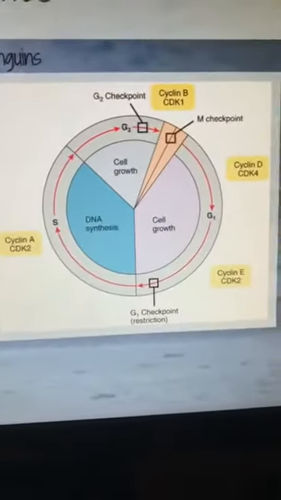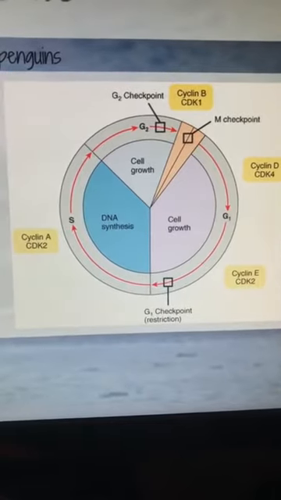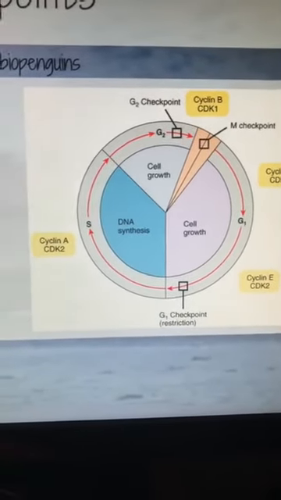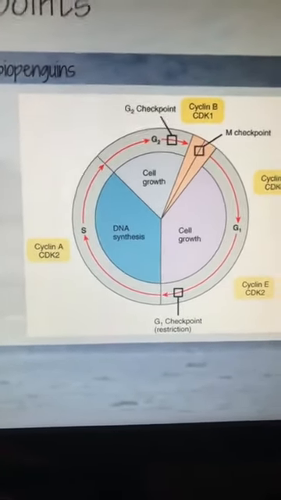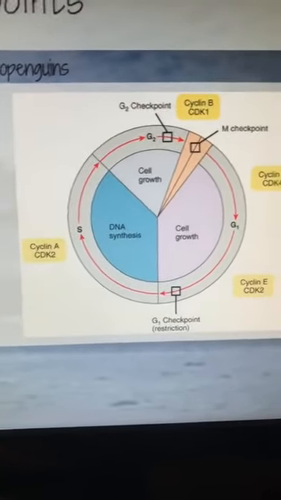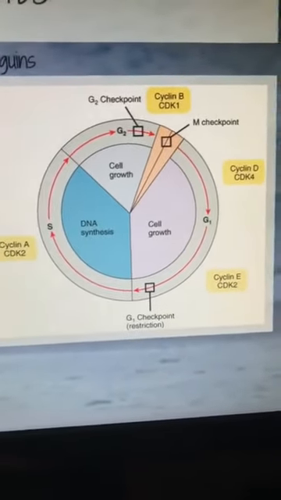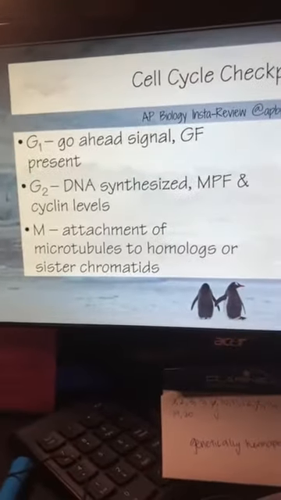So again, the G1 was saying, yes, we should divide. G2 is looking at, yes, we've replicated and the cell's an appropriate size, and I've got the high level of the cyclin to allow me to get past this checkpoint. And then the M checkpoint was, again, looking at, do we have our microtubules attached to our homologs?